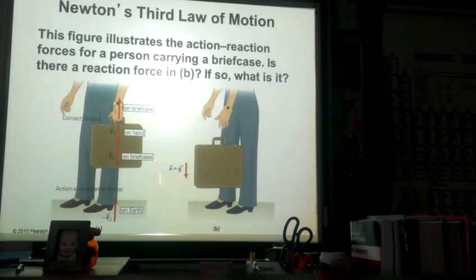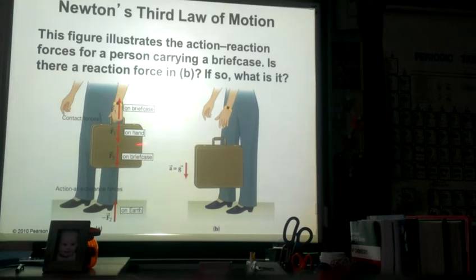So these would be my at a distance forces. I have the weight of the briefcase, and then I also have the attraction of the Earth, specifically that's trying to pull that briefcase more toward it. So action-reaction forces could be here.